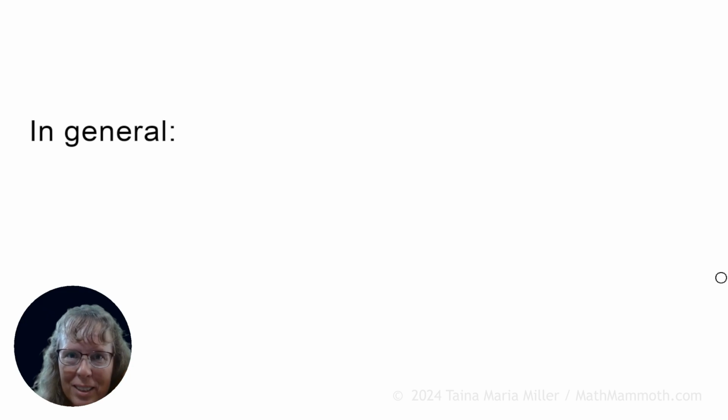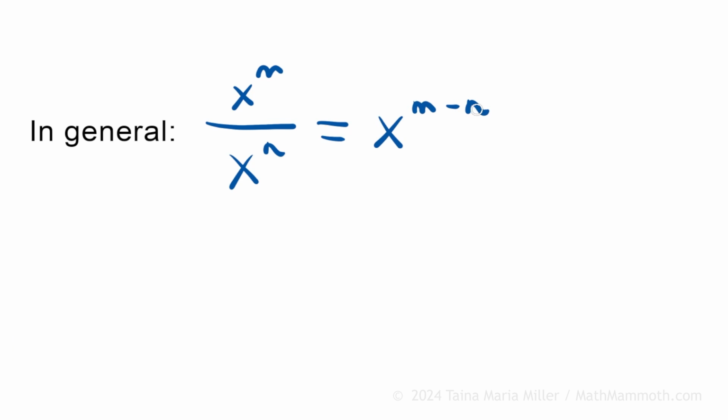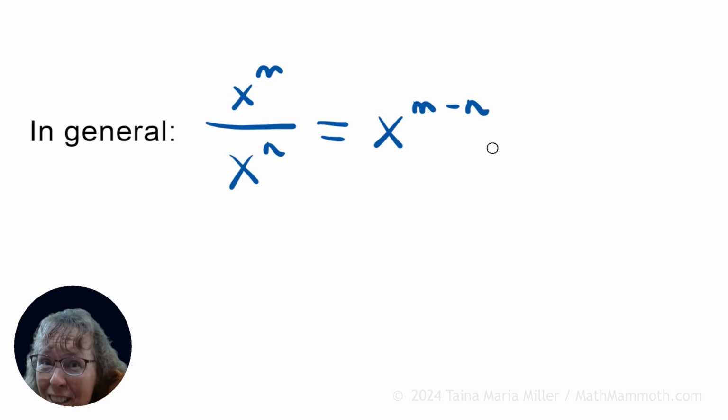In general, we can summarize this using variables that if we have x to the mth power divided by x to the nth power, so we have x and x at the same base, this will simplify so that the exponents are subtracted. This could sometimes produce a negative exponent, by the way. And we're going to look at that in the next lesson.